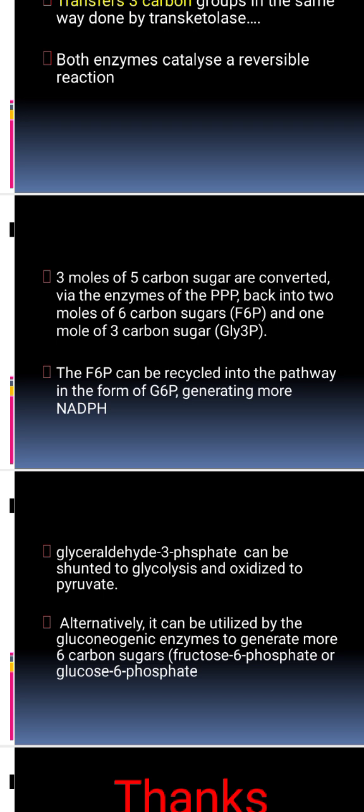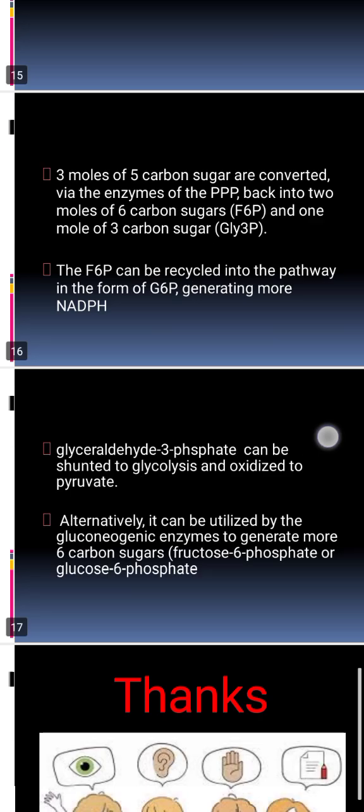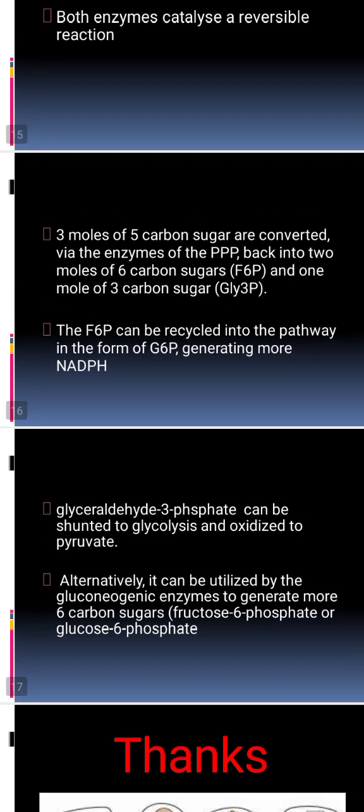Alternatively, it can be utilized by the gluconeogenic enzymes to generate more 6-carbon sugar, which is fructose 6-phosphate or glucose 6-phosphate. Okay, this is about the glyceraldehyde 3-phosphate. The last line will be explained in a good way in the next lecture, inshallah, which will be about gluconeogenesis.